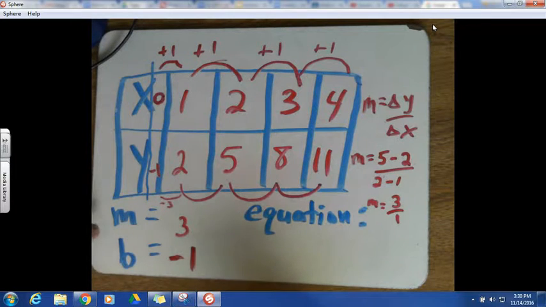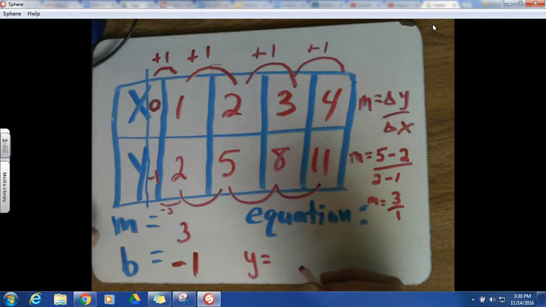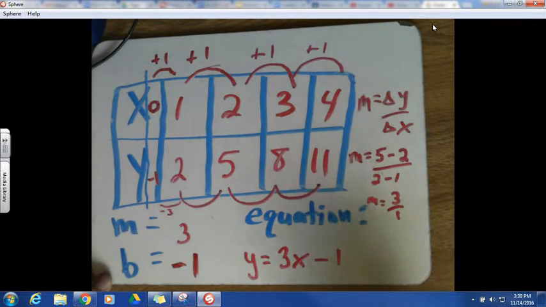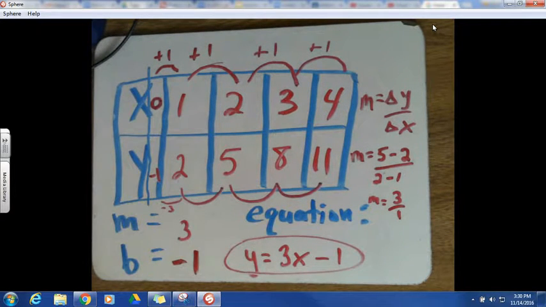So if we know that our slope equals 3, and our y-intercept is negative 1, we can write the equation using that. We get y equals mx plus b. m is slope, b is y-intercept. So our equation would be y equals 3x minus 1. That is a lot of work.